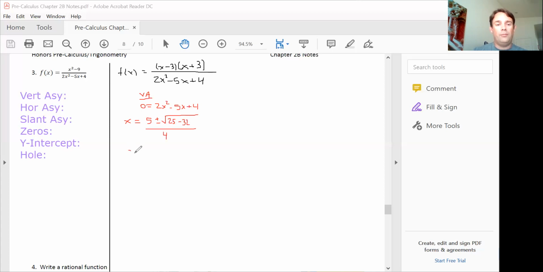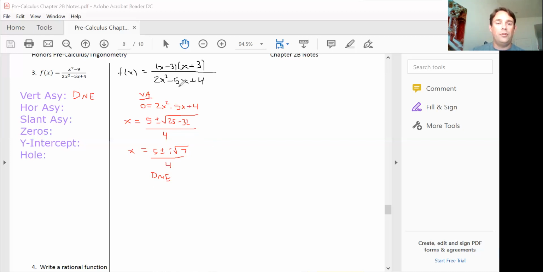Well, friends, when I did my vertical asymptote here, I found out that I had an imaginary value. Hopefully you realize that if you have an imaginary value for your vertical asymptote, that means it does not exist. There are no vertical asymptotes. There are none. Don't overcomplicate it. There are none.